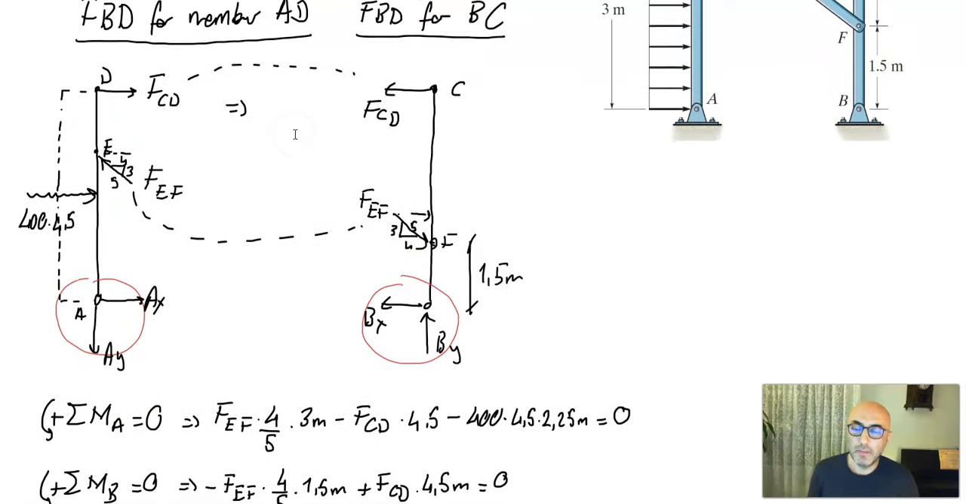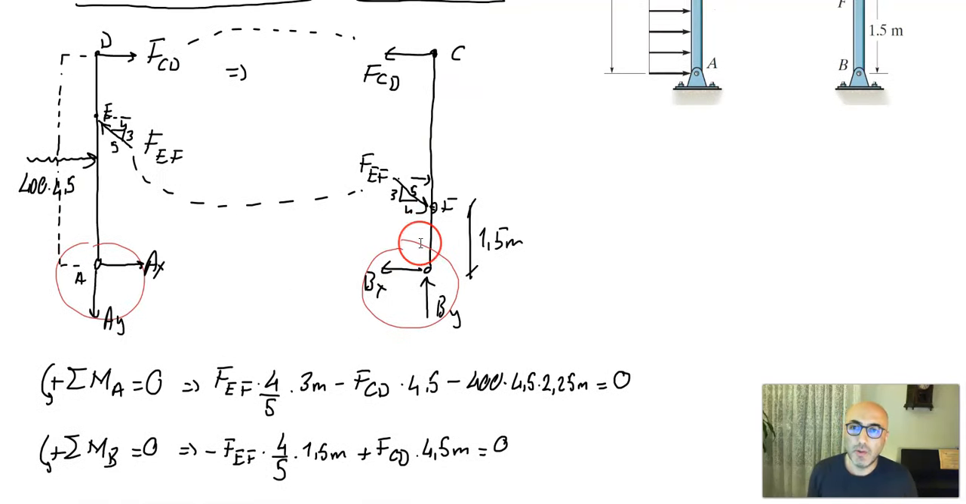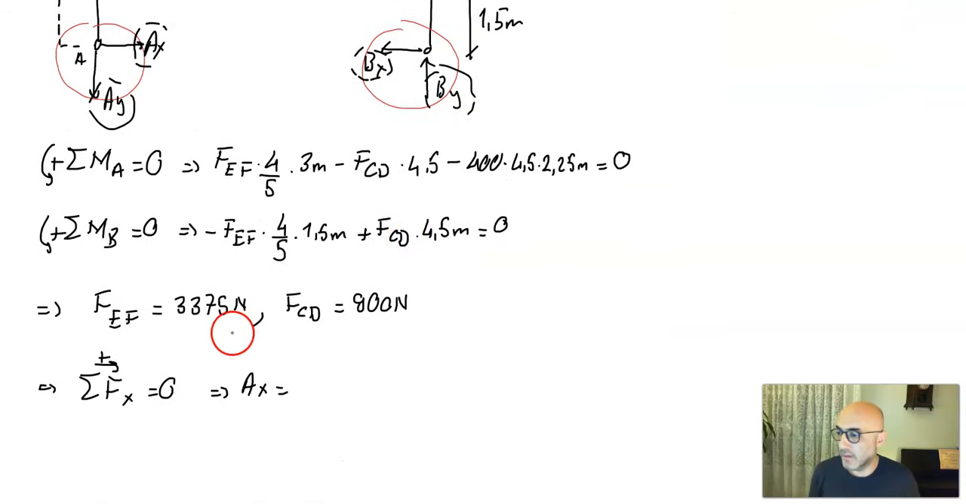Writing force equilibrium equations, sum of the forces in the X direction on both free body diagrams, we can find AX and BX, and similarly we can write force equilibrium equations in the Y direction to find AY and BY. Sum of the forces in the X direction is equal to 0, and it is very straightforward to write these equations. Now we know the value of FCD and FEF, so finding AX is simple, and we can find BX. Similarly, we can go ahead and find AY and BY. So I will just write the result.